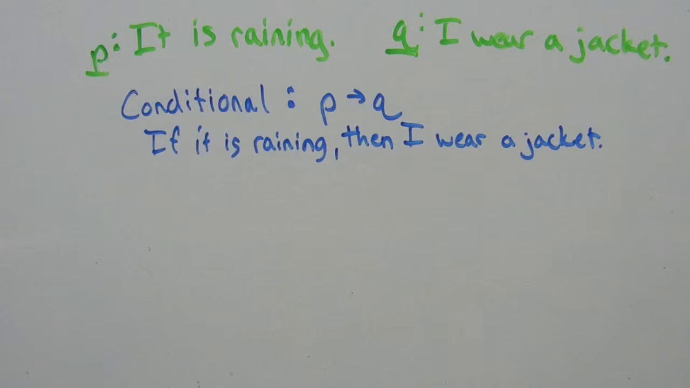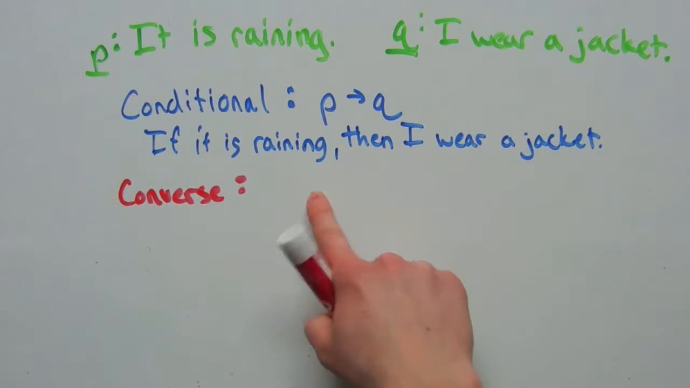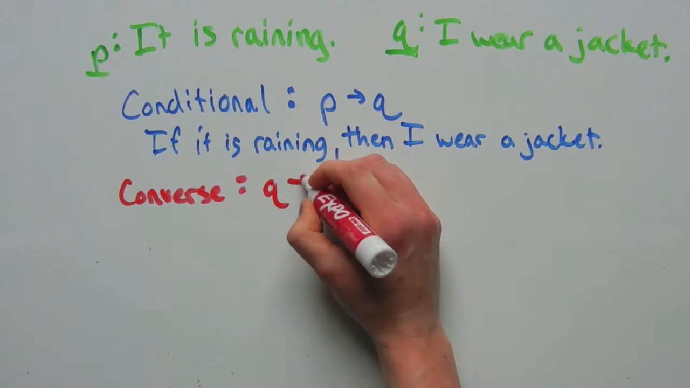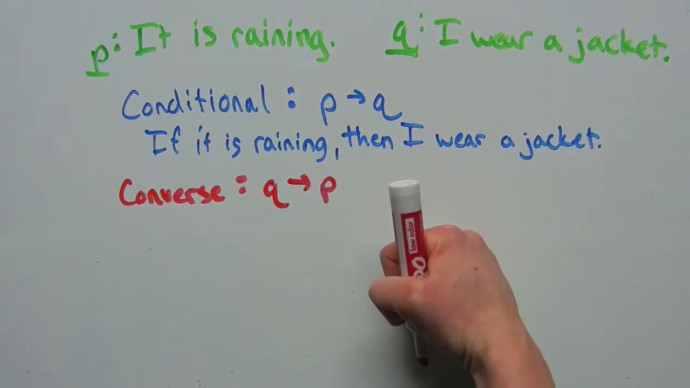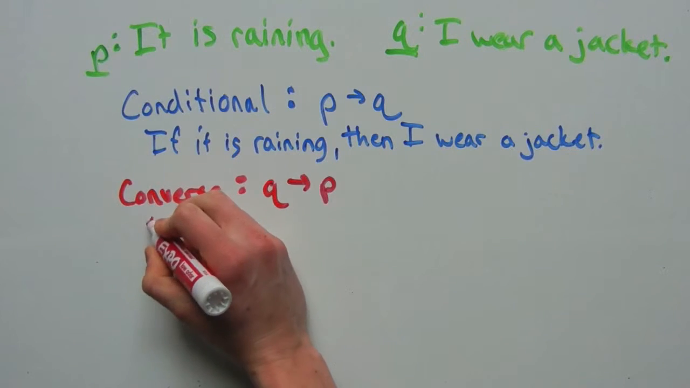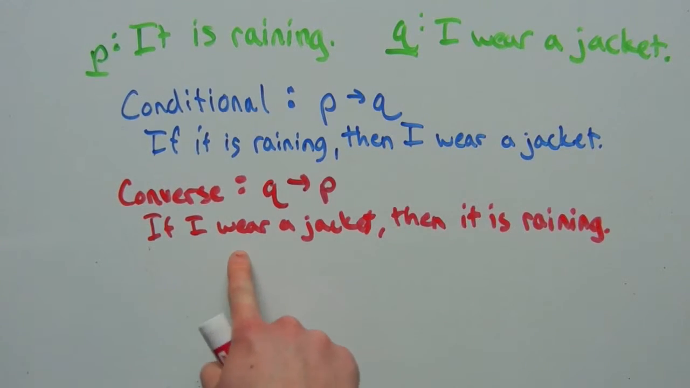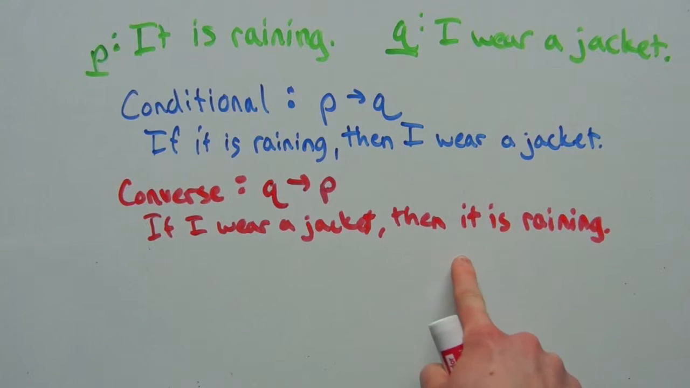Next, we're going to go over converse. The converse is that the conclusion implies the hypothesis. So that would be, if I wear a jacket, then it is raining.